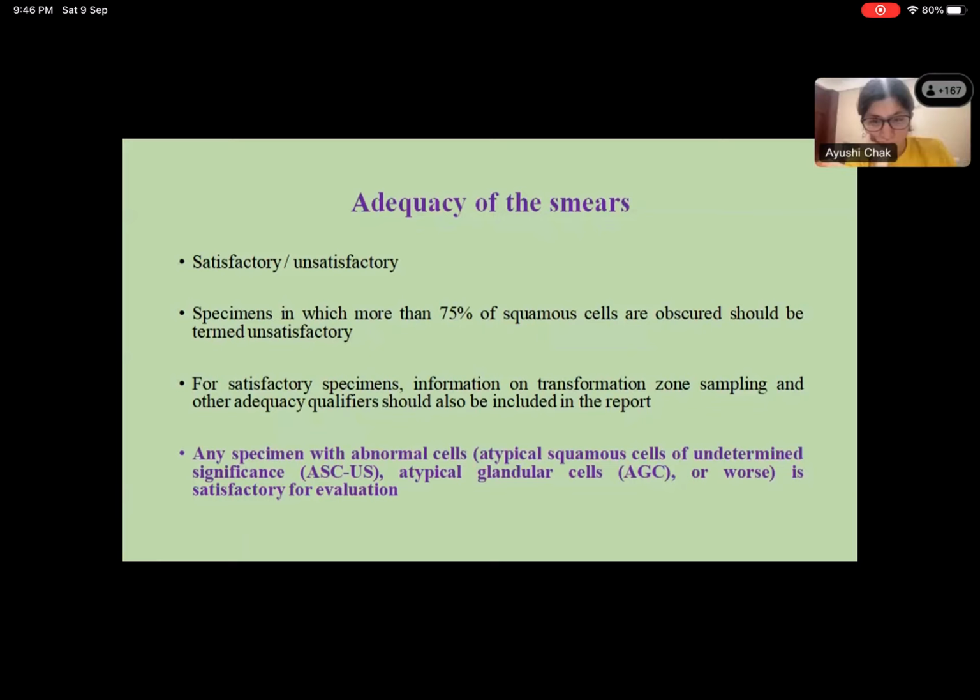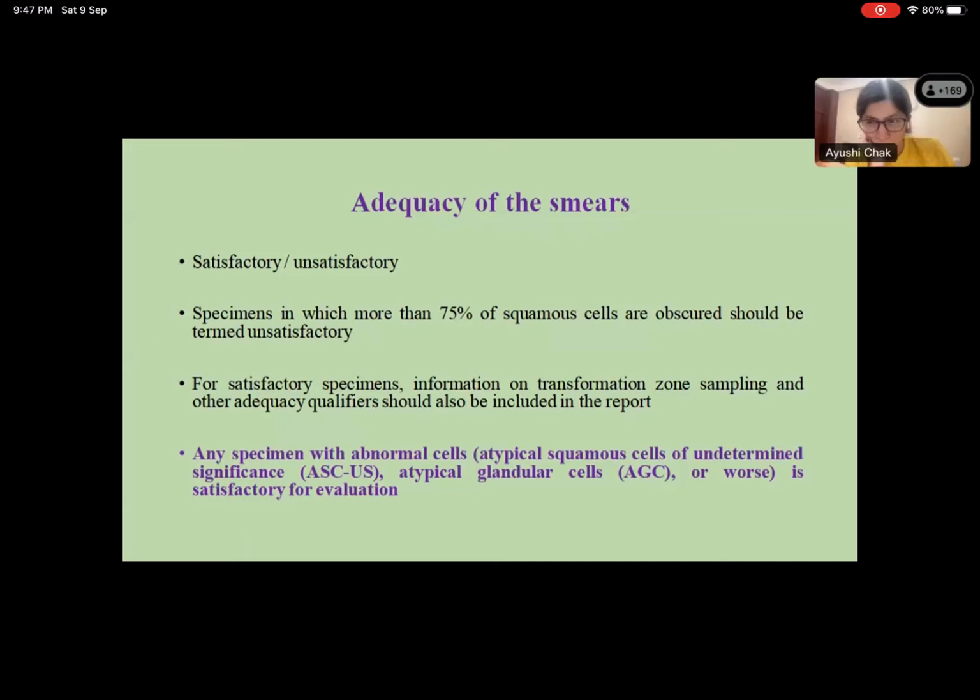HPV shows epitheliotropism towards the transformation zone. Okay, so what is the transformation zone? Sir, it is the zone where the squamous epithelium is converting into the columnar epithelium from ectocervix to endocervix. Okay, so why is it so vulnerable to HPV? Sir, because it can easily enter those cells, the HPV virus.